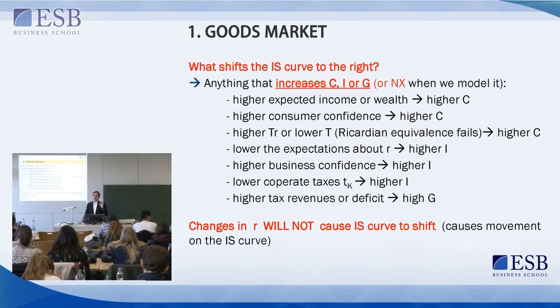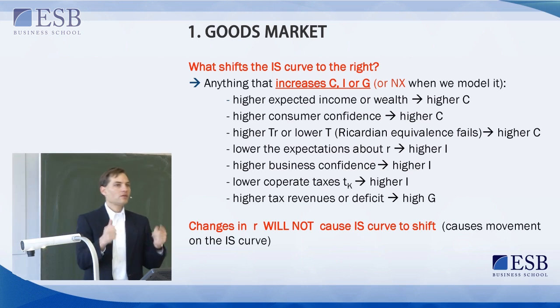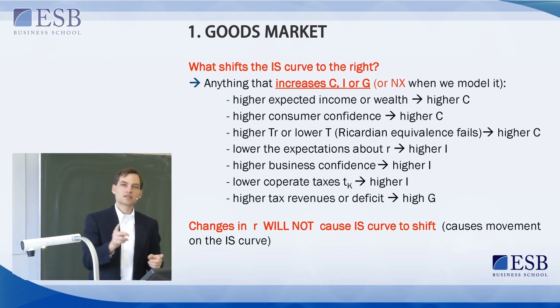The key factors that change the position of my IS curve are consumption, investment, or government spending. So the three factors I already mentioned are the key factors that will change the position of my IS curve. And the rule is the following. The greater one of these three, consumption, investment, government spending, the IS curve shifts to the right. If one of these is lower, the IS curve will shift to the left. I will show you this in a second.